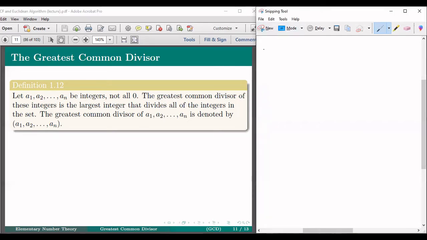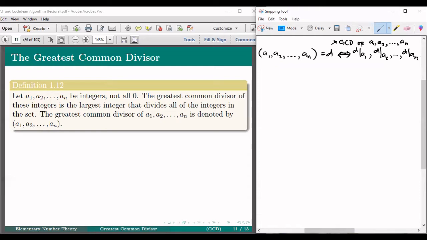To simplify, the GCD of a1, a2, a3, up to a sub n is equal to d. Say, this is the GCD of a1, a2, up to a sub n. The same definition applies as for the GCD of two integers. We can write this if and only if our GCD, which is d, divides a1, d divides a2, up to d divides a sub n.